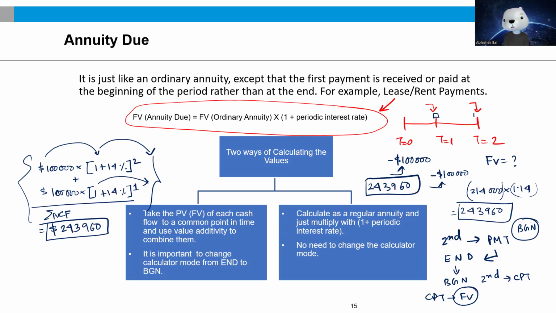So we see that all these three methods of calculating the annuity due, when the cash flows have to be made at the beginning of the year, either inflow or outflow, all these three methods are going to yield you the identical result.